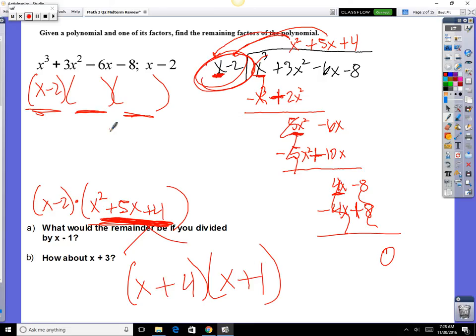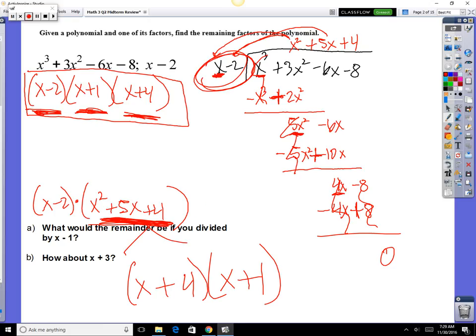x plus 1, x plus 4. The order doesn't matter. We can go x plus 1, x plus 4. So this is the final answer they're looking for. These are the three factors. If we times all these three together, it will give you this polynomial, x cubed plus 3x squared minus 6x minus 8.